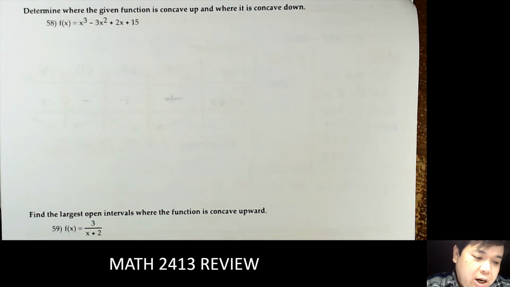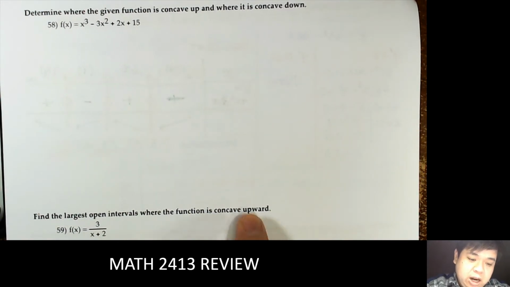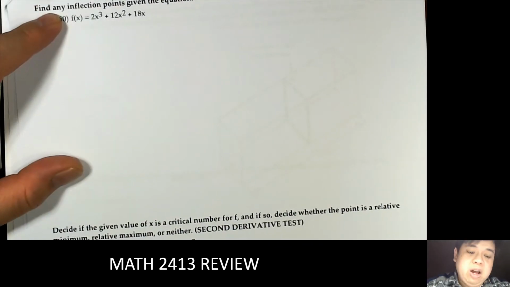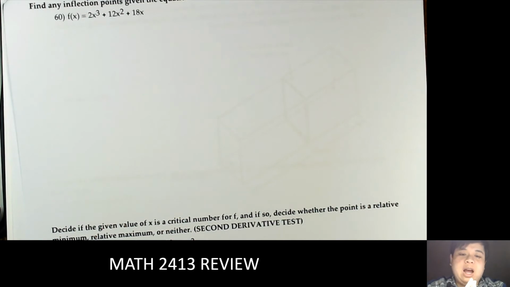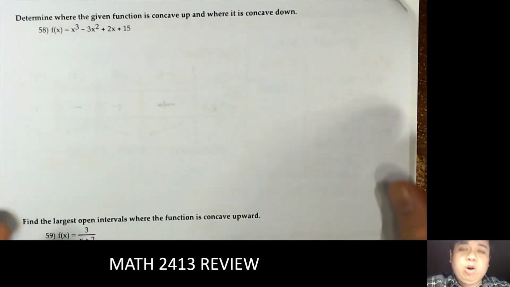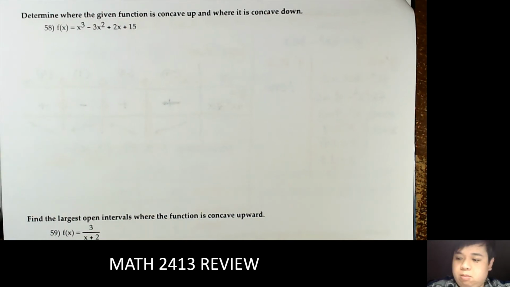So this determines whether the function is concave up or concave down. So starting from here we have concave up, concave down. This is again concave up, inflection point. So concave up, concave down, inflection point. That's where we do the second derivative. But overall, still the same technique.